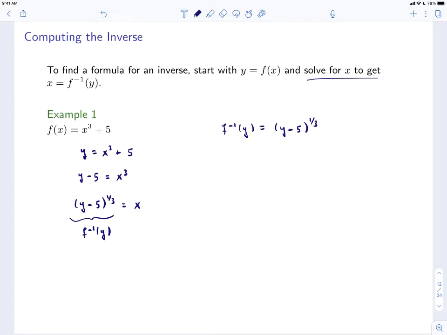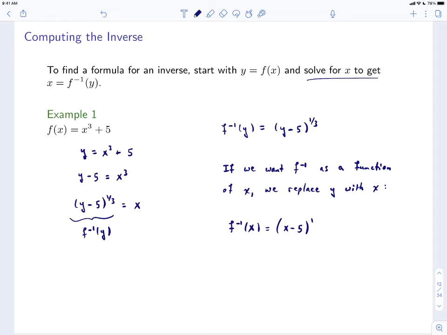That's our inverse as a function of y. If we want f inverse as a function of x, we simply swap all of our y's with x's. So we replace y with x. So then f inverse of x is equal to the cube root of x minus 5, or x minus 5 quantity raised to the 1/3 power.